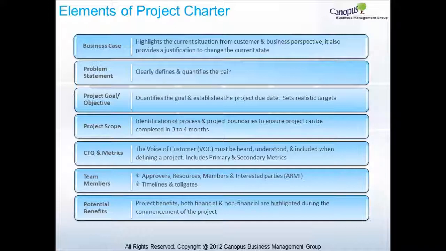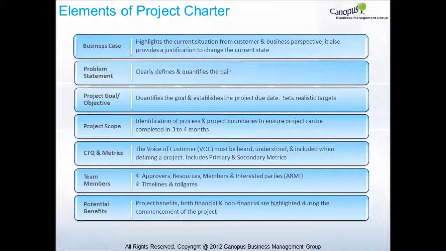The project scope identifies process and project boundaries to ensure that a project can be completed in 3 to 4 months. CDQ and metrics is an important element to the project charter. The voice of customer, or VOC, must be heard, understood, and included when defining a project. This includes primary and secondary metrics.